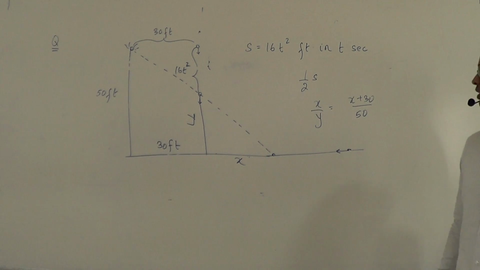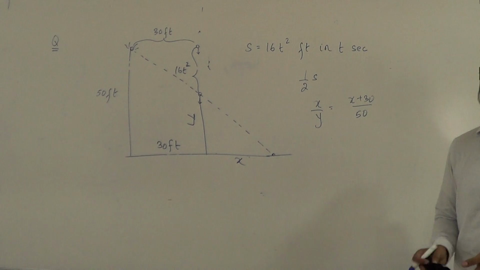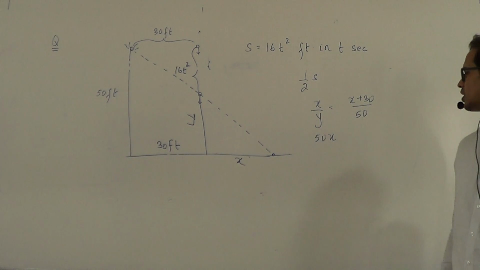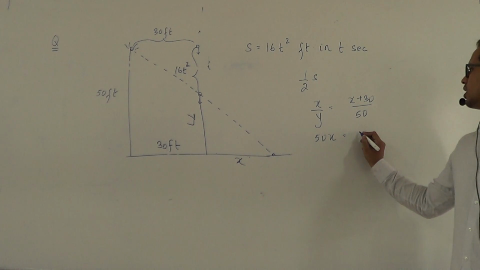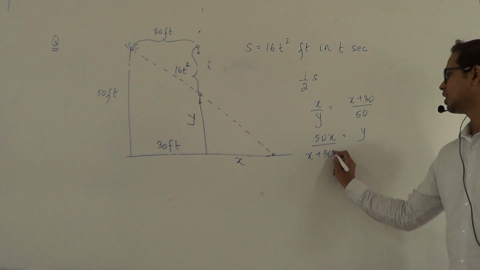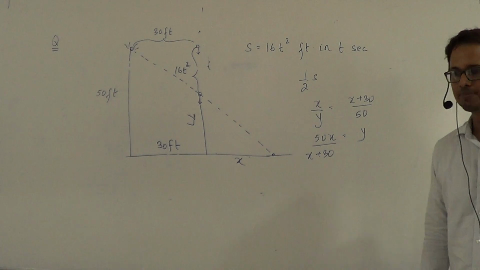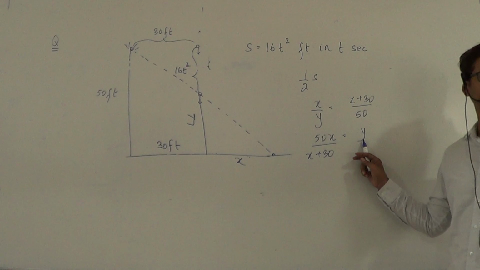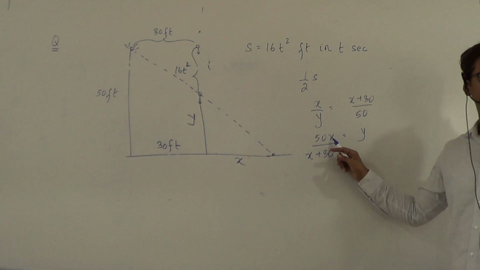Correct? Or so you can equate the two tangents. Okay. Yeah, same thing. So from here we get 50x by x plus 30 is equal to y. Correct? So this is now a function where I am connecting the height of the ball with the displacement of the shadow.